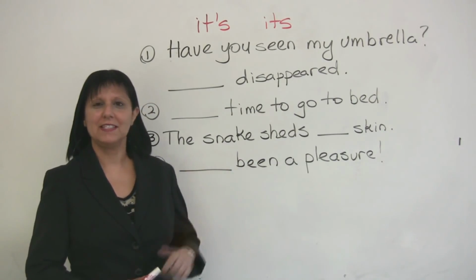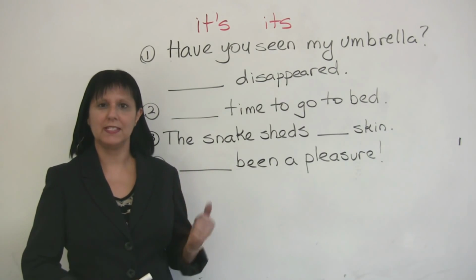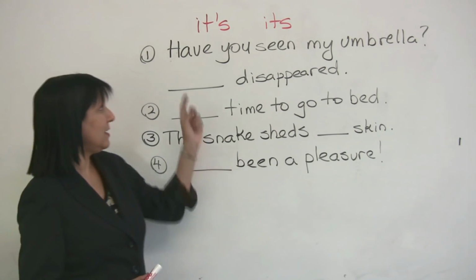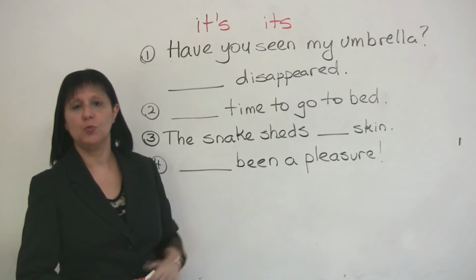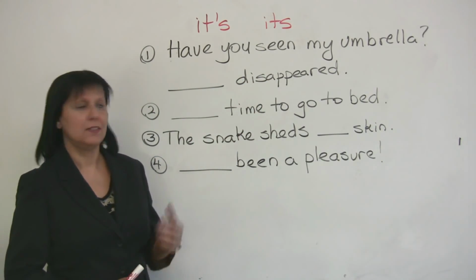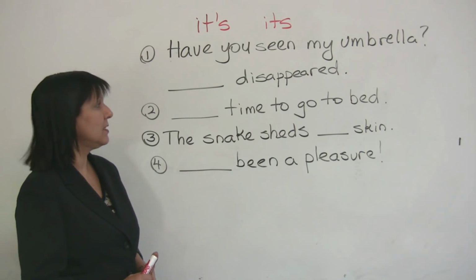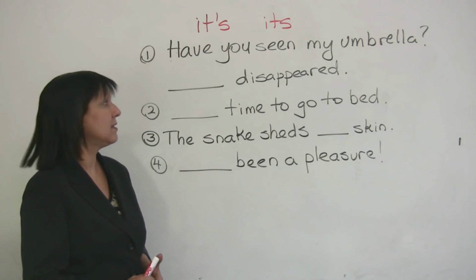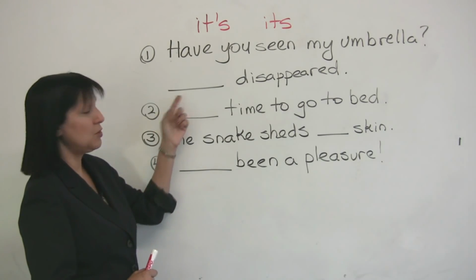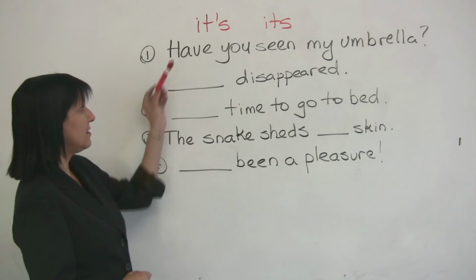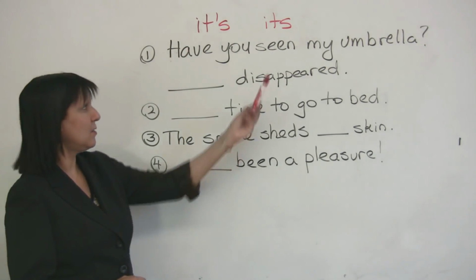Okay, so let's see if you've understood those two words, it's and its. All right? The one with the apostrophe, the one without the apostrophe. So let's look at the first example. Have you seen my umbrella? It's disappeared. Which one should you write here? This one or this one?